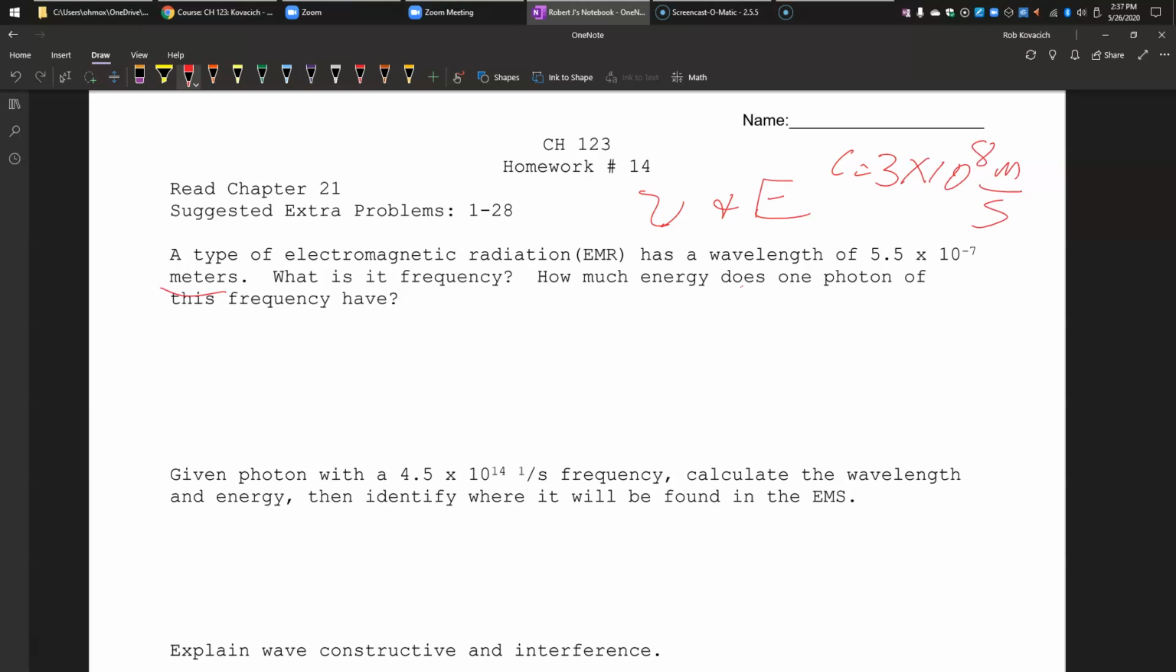What are we looking for in this first portion of the question? We were given the wavelength, so we're looking for the frequency. What are the units for frequency? Hertz, or 1 over seconds. So I'm just going to start with 3 times 10 to the 8 meters per second because that puts my seconds in the denominator right where I want them.